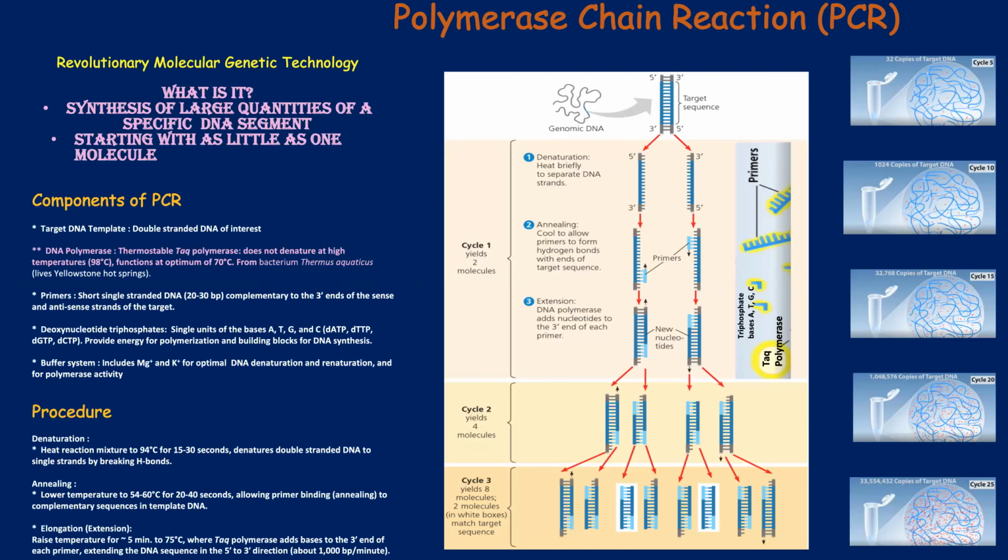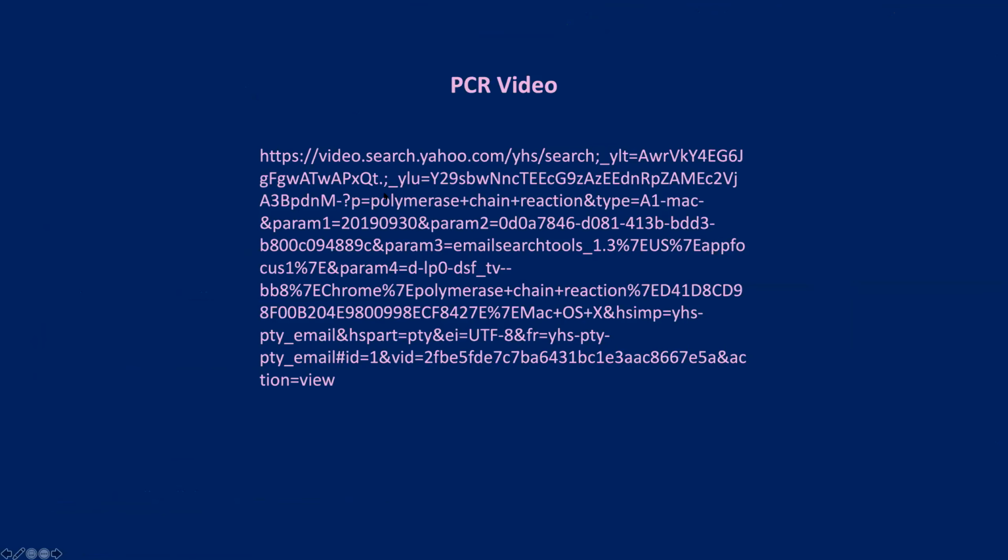Now I want to switch topics to the polymerase chain reaction. What is it? It's the synthesis of large quantities of a specific DNA segment, starting with only a little bit. And that little bit could be as little as 1 molecule. Now I'll go through this step by step with you, but first I would like to play this video.